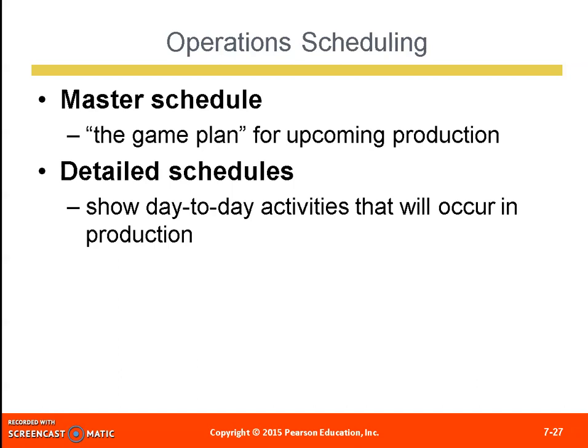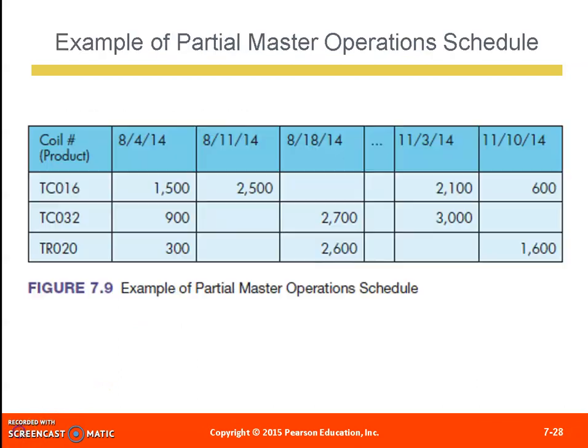It is a very detailed schedule, showing day-to-day activities on how much you should produce daily. What day is the holiday, what day is your manufacturing day. That is the master schedule. So these are examples of a master schedule. For example, we have three products over here, EC16, 32, and 20, from August up until November.